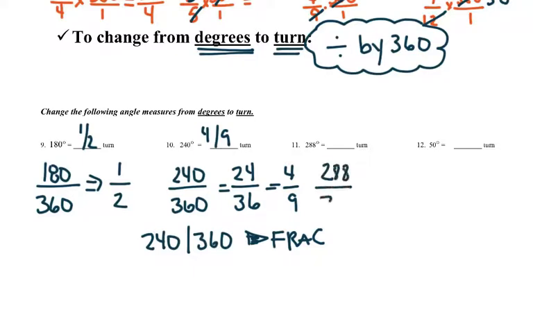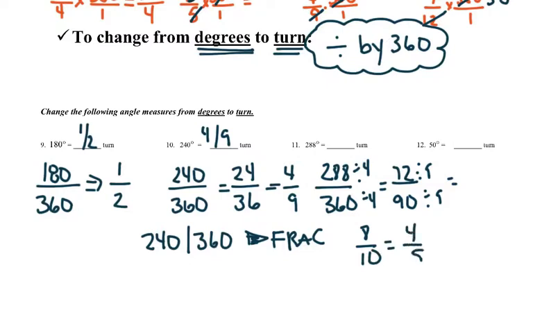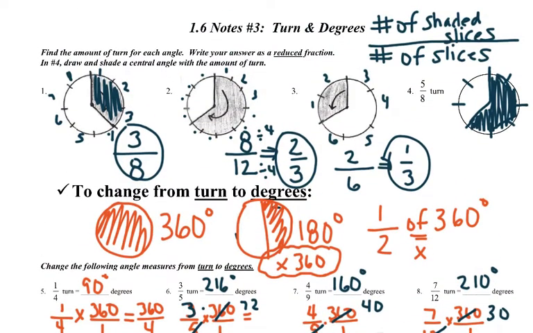288, that's a little bit of a tougher one to do by hand. Let's see, I'm going to divide top and bottom by 4. So 288 divided by 4 is 72. 360 divided by 4 is 90. And then maybe divide top and bottom by 9, and I would get 8/10. And then finally I can divide top and bottom by 2 and get 4/5. Maybe there was an easier way to do that, but sometimes you don't know and you just do it a little bit at a time. Last one is 50/360, and I believe I would just divide top and bottom by 10, 5/36. Changing degrees to turn and degrees.